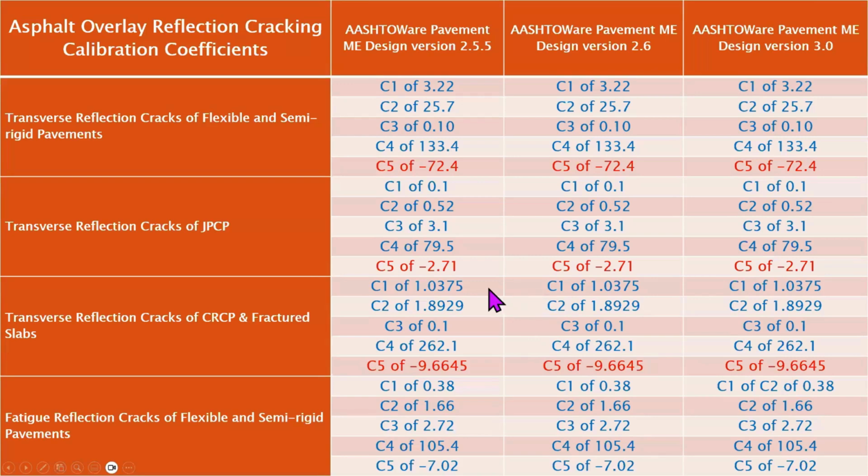Yeah, it can be calibrated. Yeah, okay. That's why I have it highlighted in red. C5 is the global coefficient. However, you can't actually adjust that in the CAT right now, but you will in the future. So the C1 through C4 coefficients can be adjusted for transverse cracking, transverse reflective cracking.